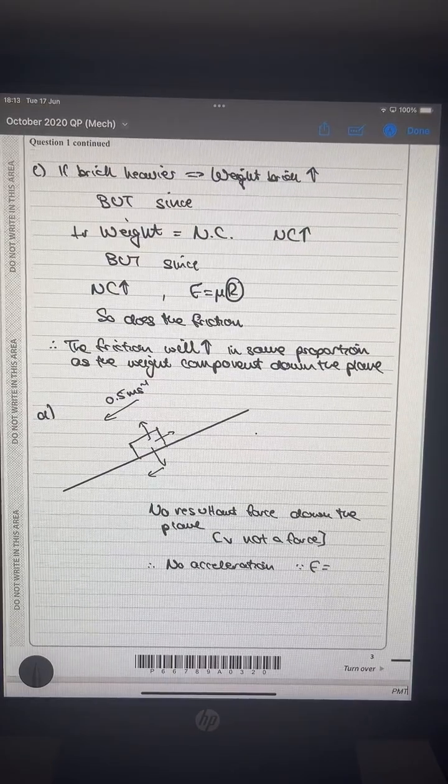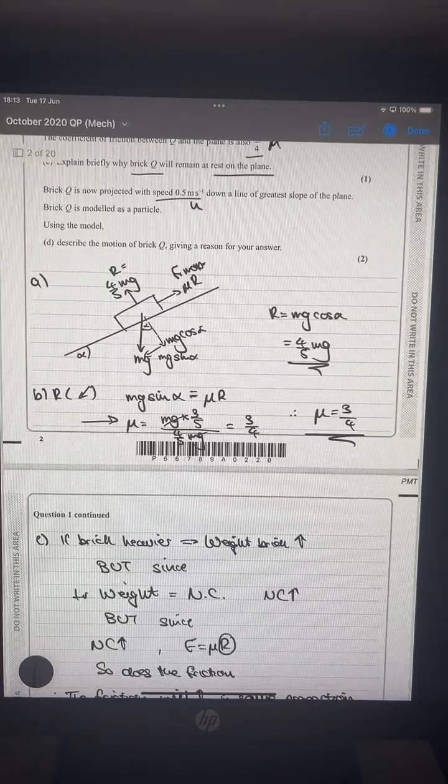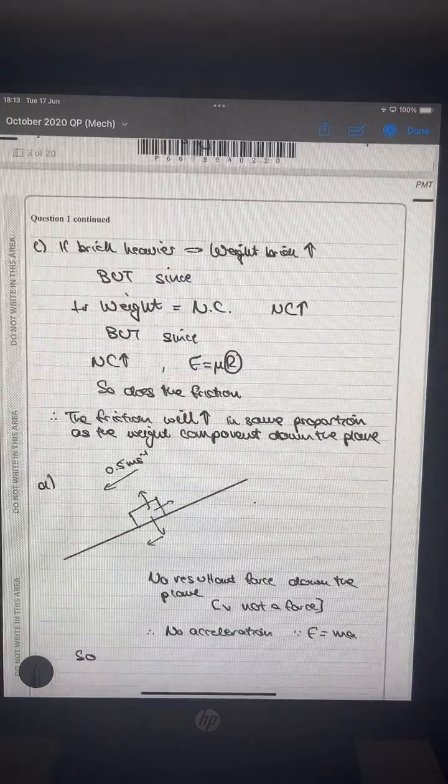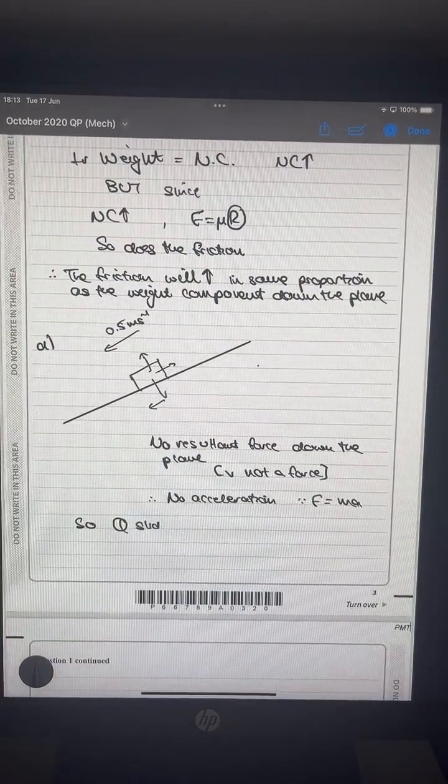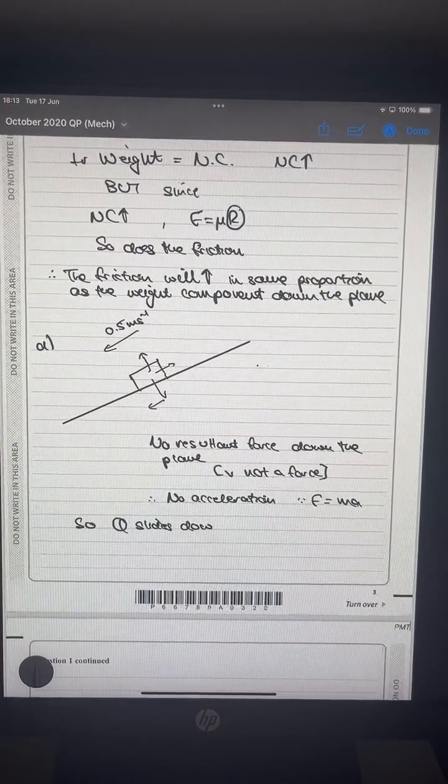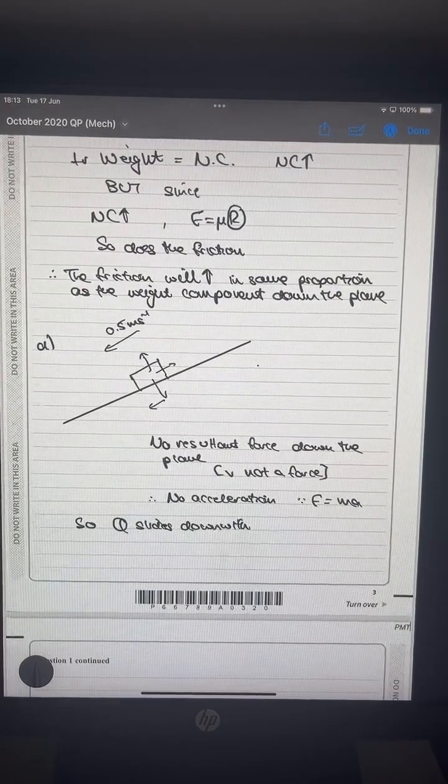So now I need to answer the question. Describe the motion of brick Q. So I can say that Q slides down with a constant speed.